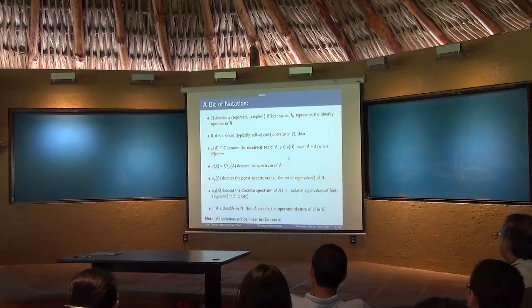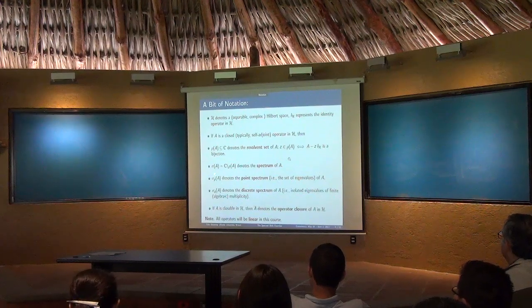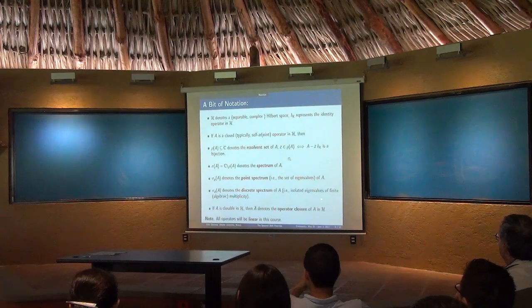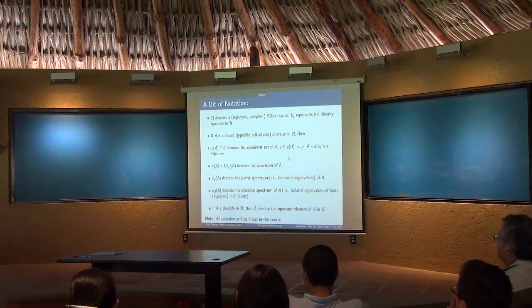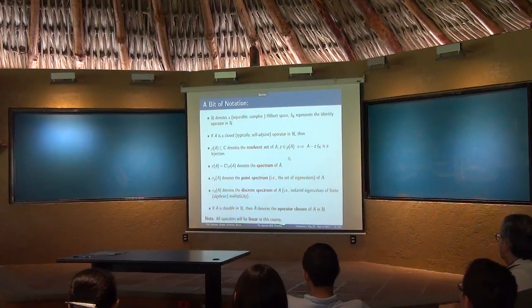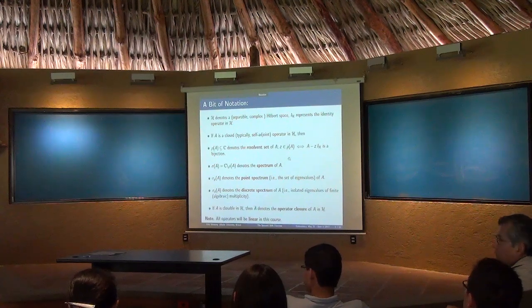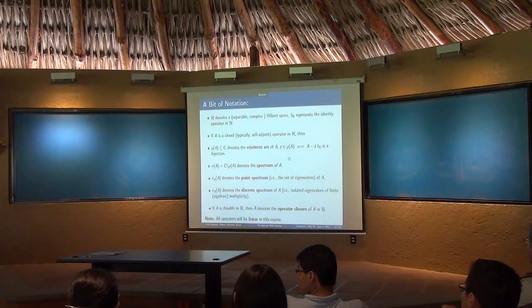If you want to discuss the point spectrum, the set of eigenvalues, I'll denote this by sigma p. A subset of that, the discrete spectrum, those are the isolated eigenvalues of finite algebraic multiplicity. In case you're not self-adjoint; in the self-adjoint case, you don't have to make this distinction. That's sigma d. And if the operator is closable, that's not obvious in infinite dimensions, its closure will be denoted by the bar. That's not complex conjugation, that's the closure of an operator. Also, what should be obvious, all operators will be linear, so I'm not going to do anything about nonlinear operators.